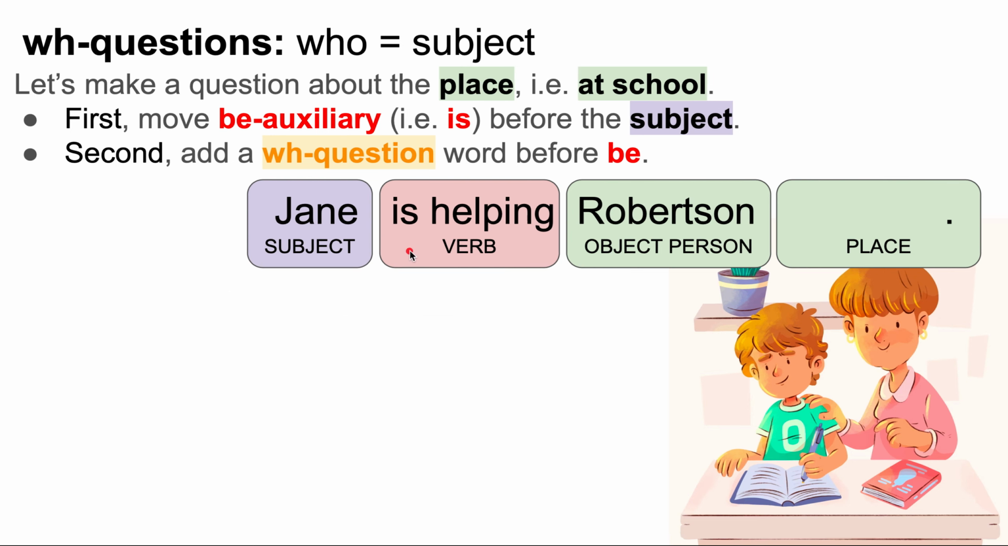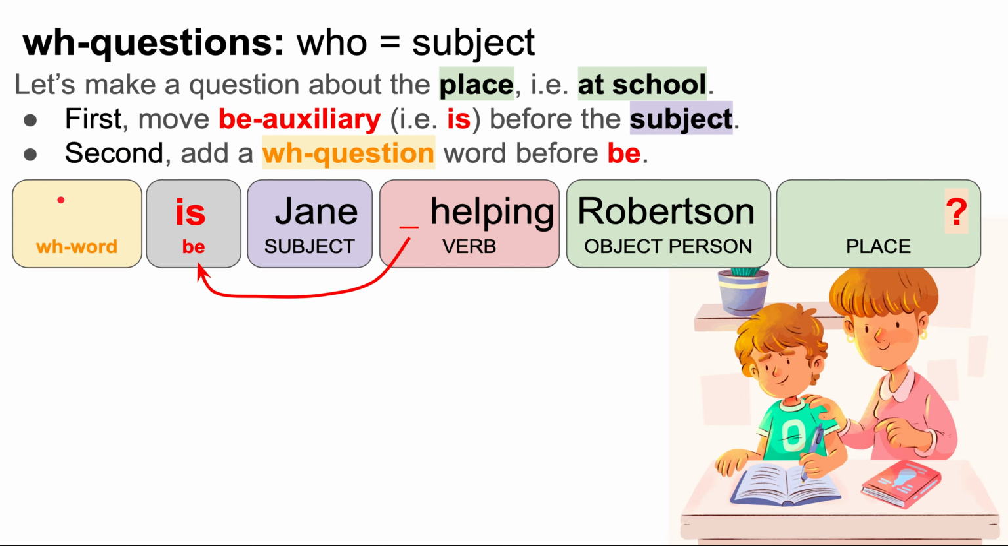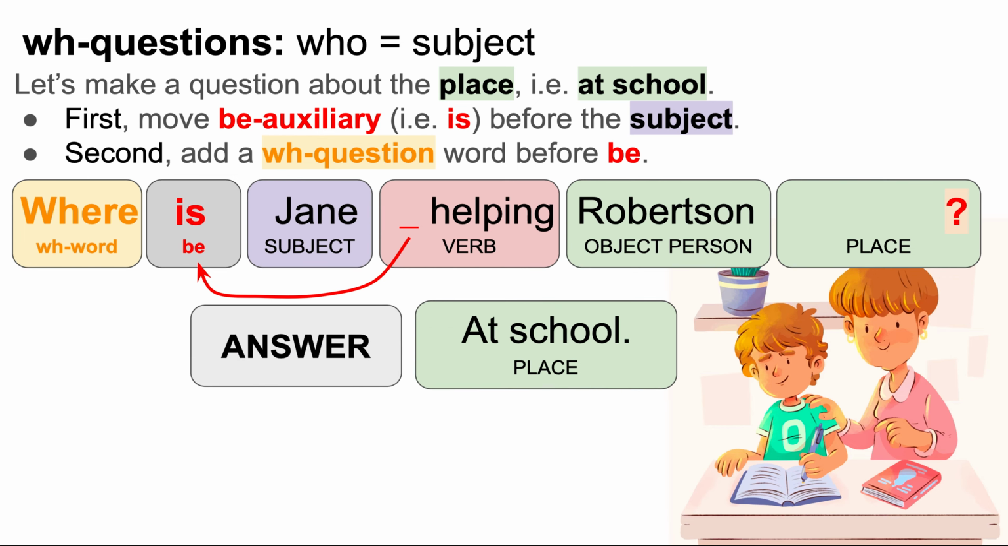Let's now make a question about the place. So we know Jane is helping Robertson, but we don't know the place. We want to know the place. Well, first we're going to move the be auxiliary before the subject. Here the be auxiliary is. So, is Jane helping Robertson? Second, because I want to know the place, I'm going to add a WH question word for place. The WH word for place is where. And the question: where is Jane helping Robertson? And the answer: at school.